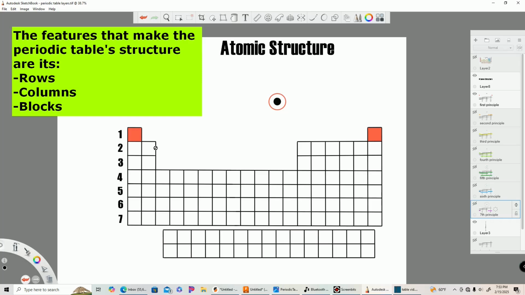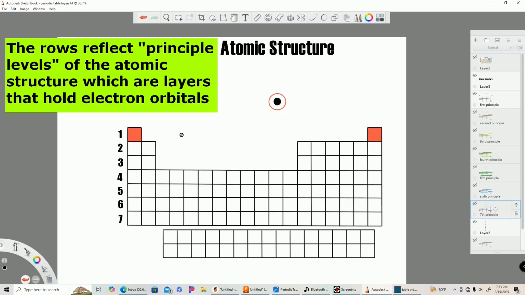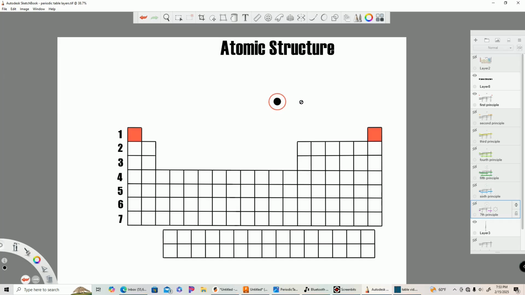So first we're going to be taking a look at the rows. Now the rows represent what you call principal levels, which are like layers of an onion, and atoms have layers of an onion, and we call these layers principal levels. And the principal levels are what hold the electron orbitals. So each principal level can hold several electron orbitals, and elements in the first row have one principal level. Elements in the second row have two principal levels, and elements in the third row have three principal levels.